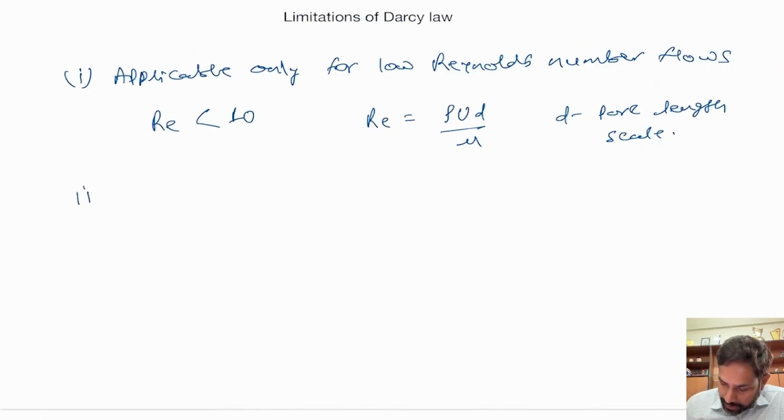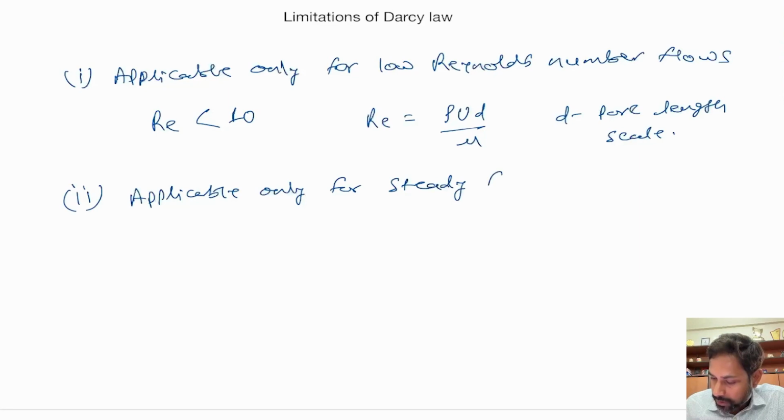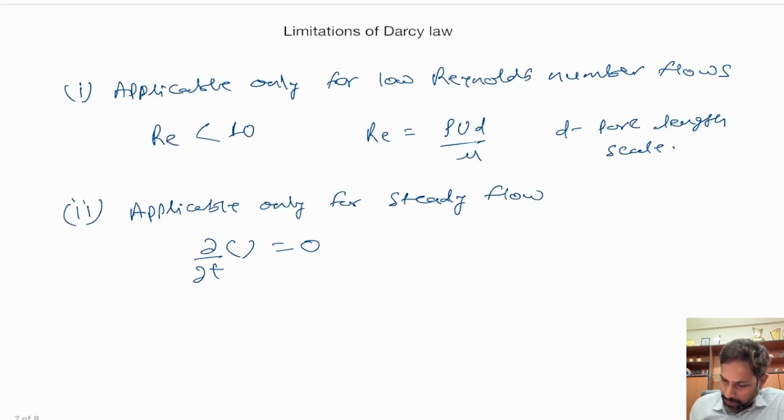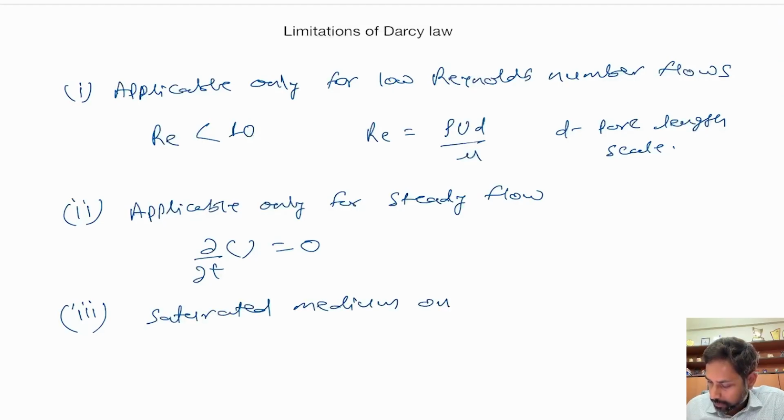Okay, then the other condition is that it is applicable only for a steady flow. So here the d by dt term is considered 0, and that is why we cannot apply it for unsteady flows in porous media. Again, you can use different modified forms of Darcy's law, but not the actual Darcy's law. Okay, and then it is applicable for saturated medium only. Okay, so these are different conditions under which Darcy's law is applied.